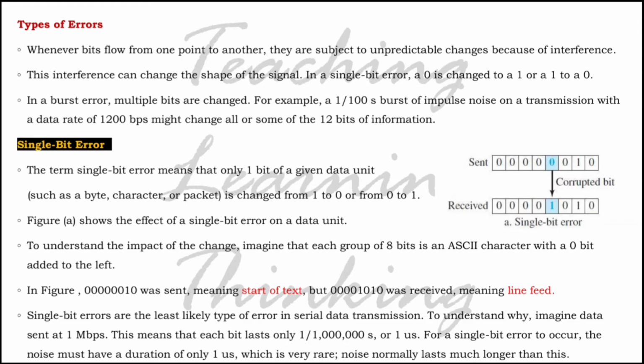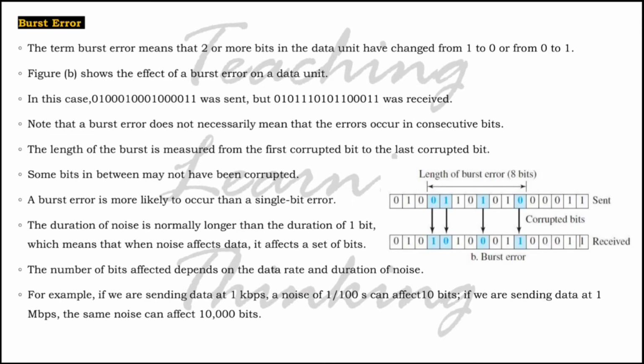So we have discussed single bit error. Next we are going to discuss burst error. The term burst error means that 2 or more bits in the data unit have changed from 1 to 0 or 0 to 1. Figure B shows a burst error example. There you can see the sent data and a lot of corrupted bits in the received data. Note that a burst error does not necessarily mean that the error occurs in consecutive bits.